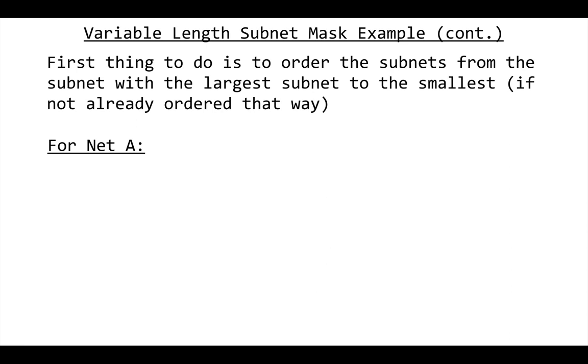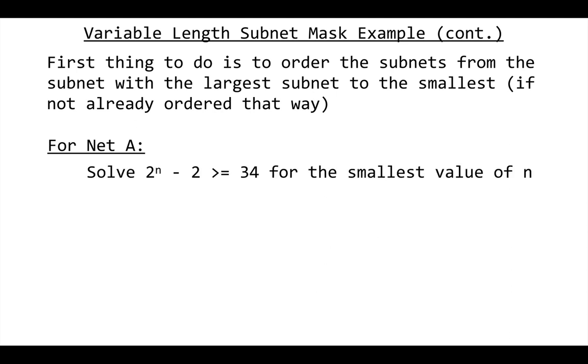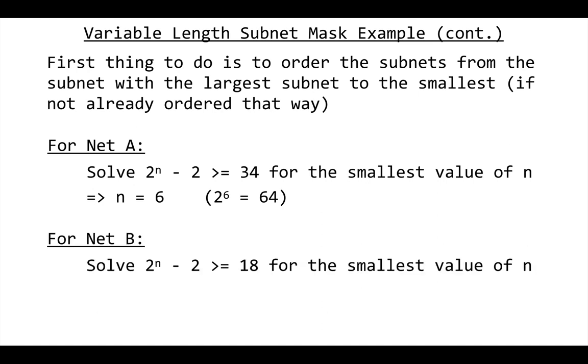So for Network A, we need a network that has 34 or more usable hosts. And of course, the equation we solve is 2 to the n minus 2, where n is the number of host bits, that is greater than or equal to the number of host addresses we need. So 2 to the n minus 2 greater than or equal to 34. The correct answer is n equals 6. 2 to the 6 equals 64. So we are going to have a little waste in here, but we are going to minimize that using variable length subnet mask. For network B, we need to solve usable hosts greater than or equal to 18.